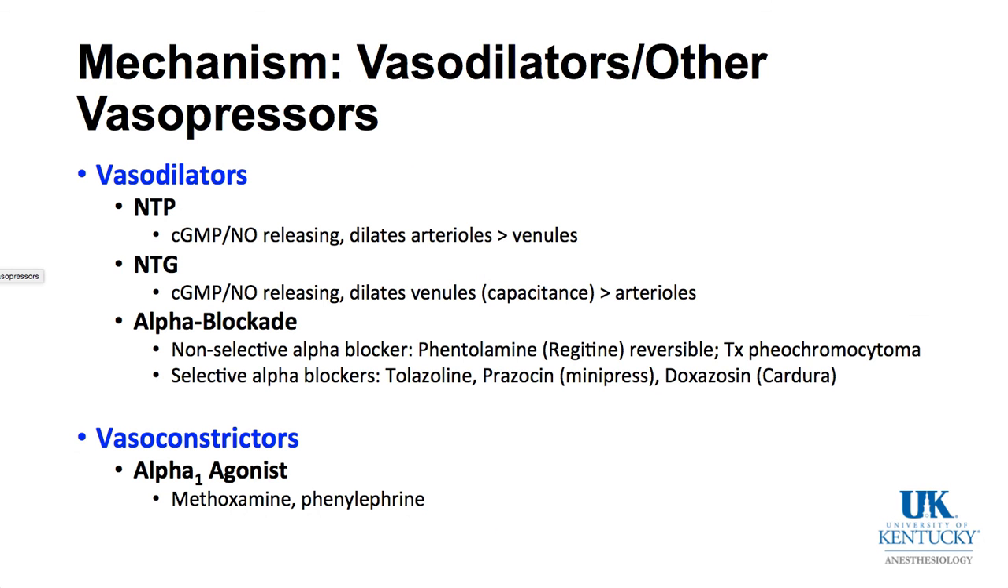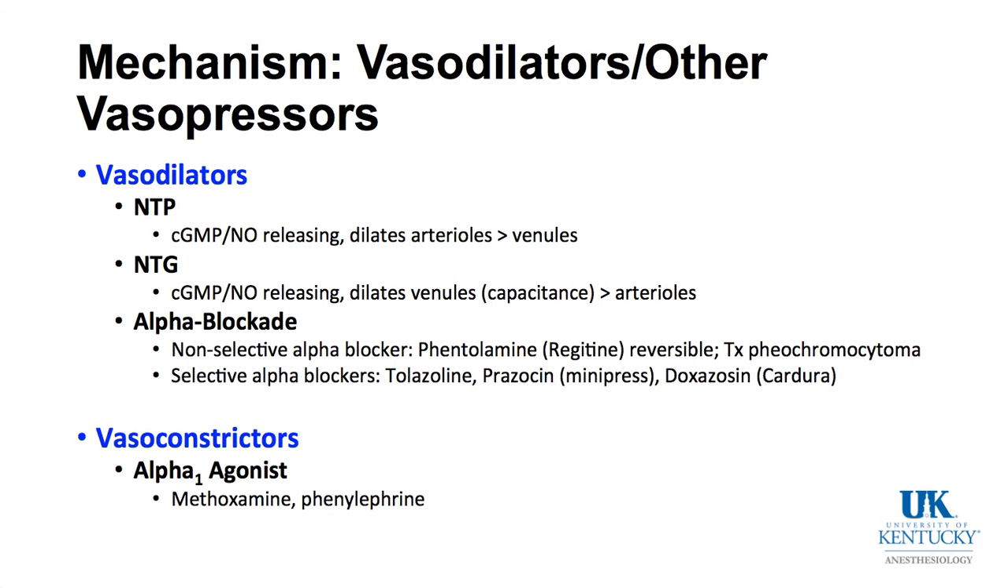Mechanisms of vasodilators. Nitroprusside and nitroglycerin are vasodilators. They work through cyclic GMP and nitric oxide to dilate arterioles, mainly for nitroprusside, and venules, mainly for nitroglycerin.